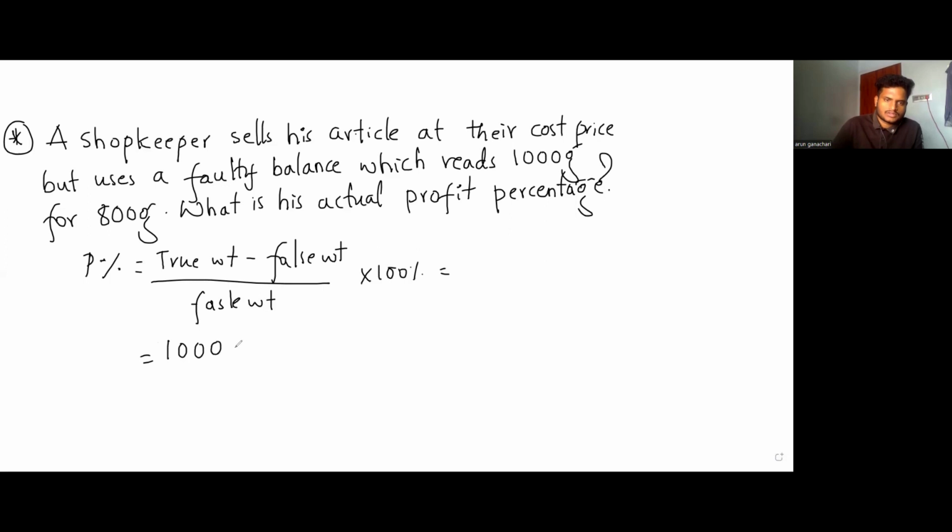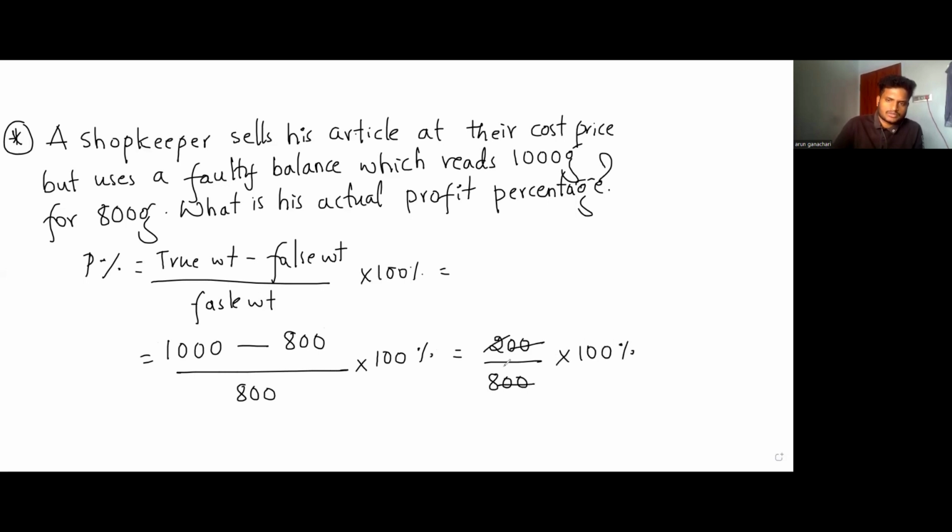True weight is 1000. False weight was 800, divided by 800 into 100%. 1000 minus 800 is 200 divided by 800 into 100%. 0 and 0 will get cancelled. 2 ones are 2, 2 fours are 8. What is 1 by 4? 1 by 4 is 25%.